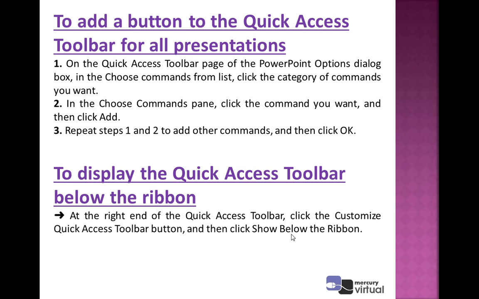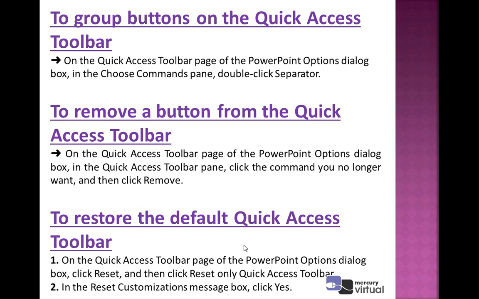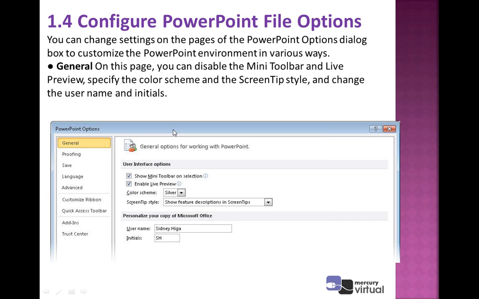When you click on Show Below the Ribbon, the Quick Access Toolbar will automatically jump below the ribbon. Then how to group, how to ungroup.